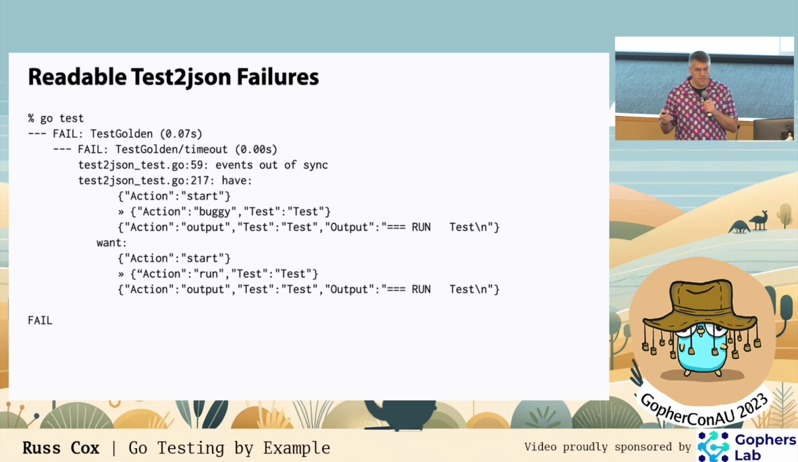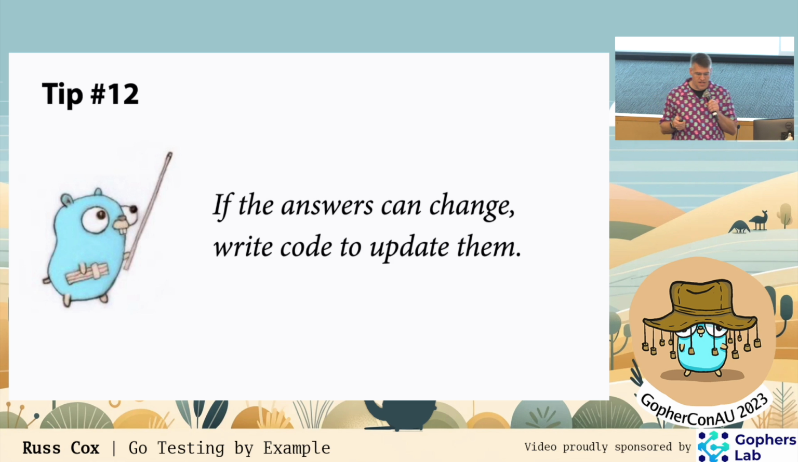Another issue with these kind of tests is that if the answers change, it can be really annoying to update the files. And so that's tip number 12, which is that if the answers can change, write code to update them. And the usual way to do this is to add a -update flag to the test.